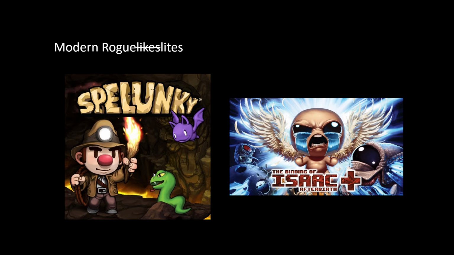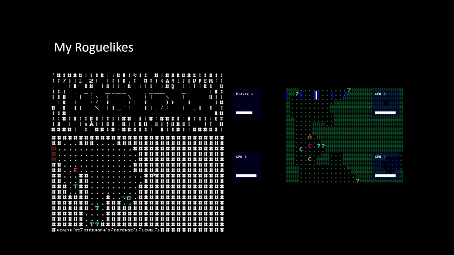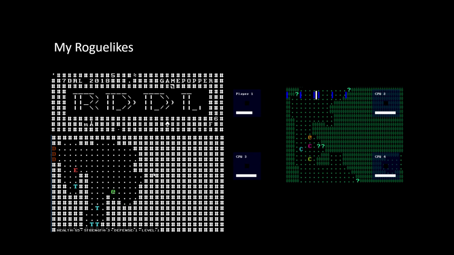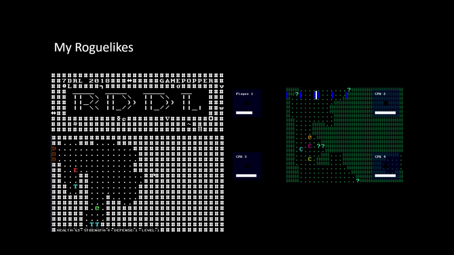So personally, I would refer to Spelunky as a platforming roguelike, Binding of Isaac as a twin-stick roguelike, but that's just my hot take. So as I said, I have made my own roguelikes in the past. Just to give you a basic idea of which ones they are.